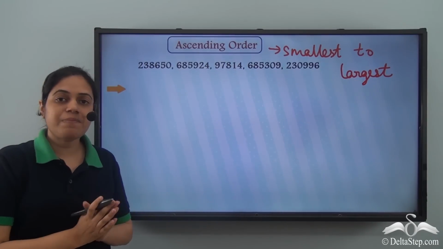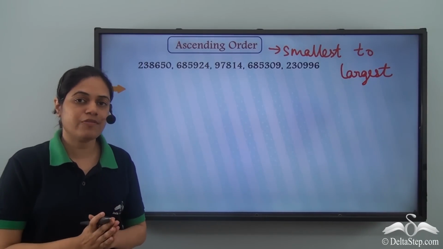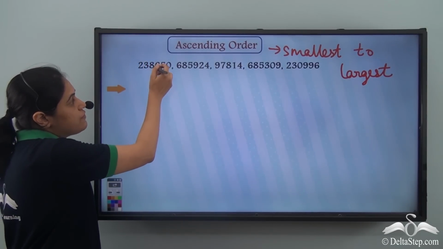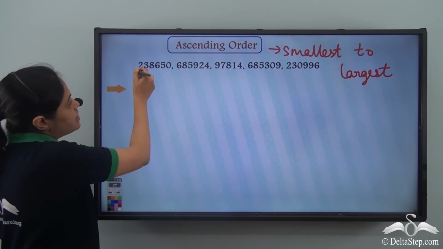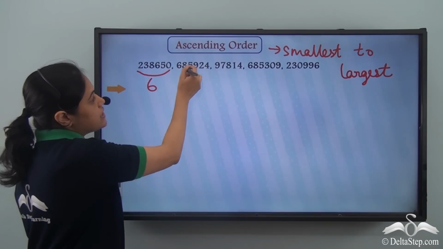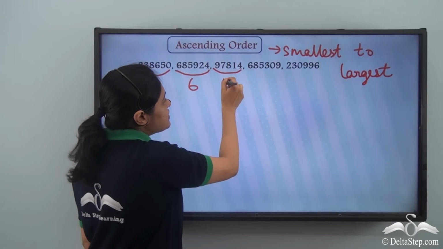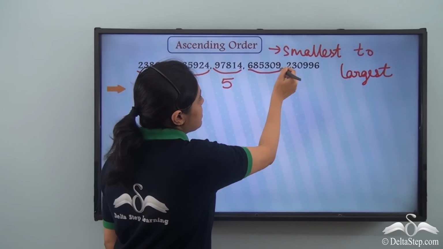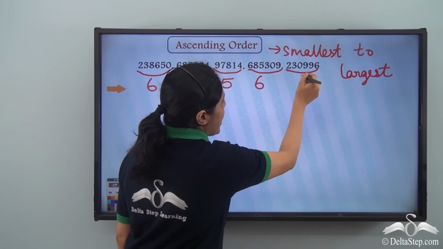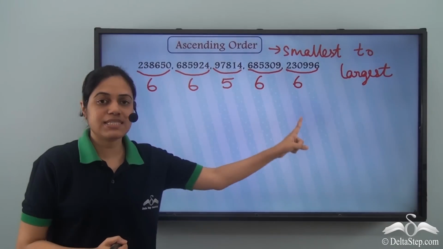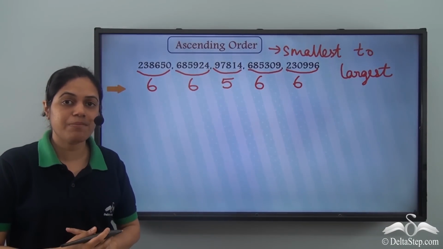So the first step is to count the number of digits. Now this number has 1, 2, 3, 4, 5, 6 digits. This number also has 6 digits. This number has 5 digits. This number has 6 digits. And this number also has 6 digits. So we have four 6-digit numbers and one 5-digit number.